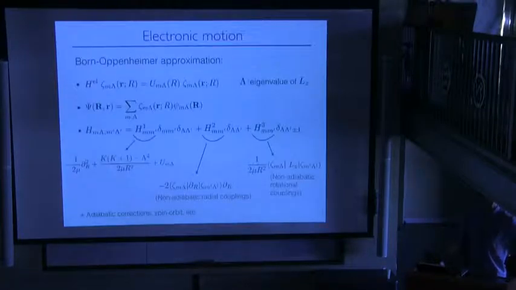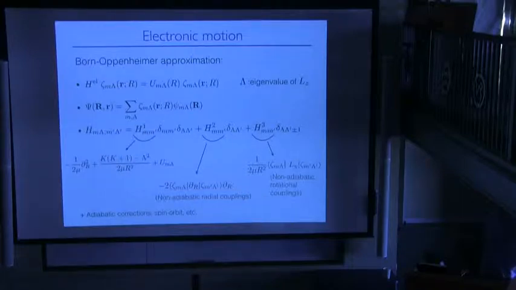Okay, so I will go through this very quickly. It's just a reminder of the Born-Oppenheimer approximation: how you solve the electronic motion, and when you do that, you get your potential energy curves and your electronic wave function. You can use them to integrate your Hamiltonian over the electronic wave function, and you find this type of Hamiltonian.